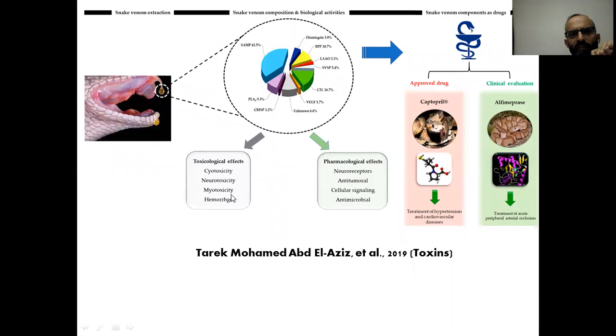So here are some toxicological and pharmacological effects of the snake venom. It causes cytotoxicity, neurotoxicity, myotoxicity, and hemorrhage. And the pharmacological effects include neuroreceptors, anti-tumoral and cellular signaling, and antimicrobial effects. And here is the use of captopril, which is used as an antihypertensive agent in cardiovascular diseases.